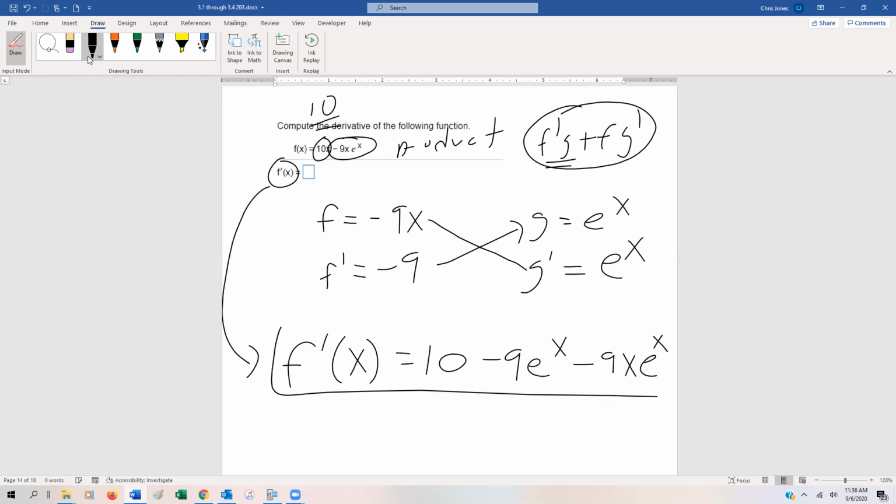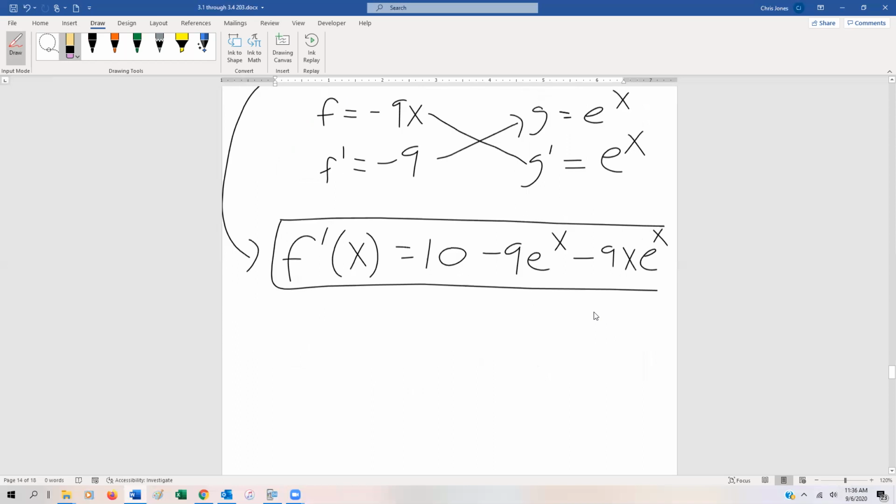Right? And that's going to be our derivative of this function. All right? So hopefully that makes sense, where all we're doing is utilizing the product rule on the part of the function that does contain a product of two functions. And then this 10x, the derivative is 10, so it just carries down here.